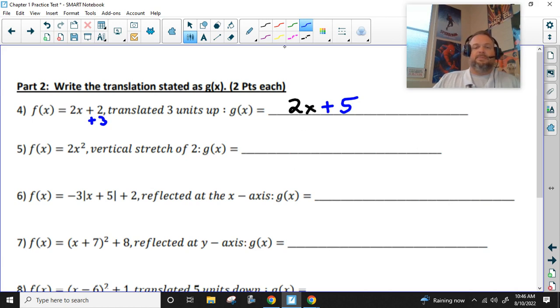Now, number 5, this is the one that usually gets a lot of people because you're like, vertical stretch. I know that's my A value, that there's already a number there. You just multiply.